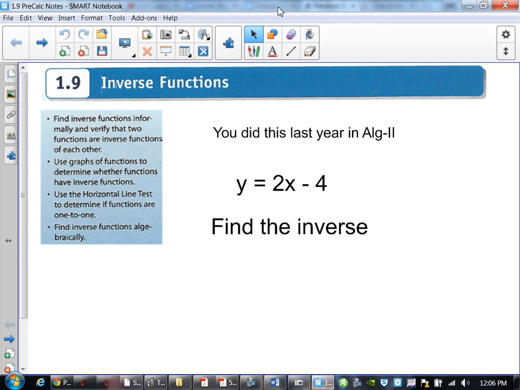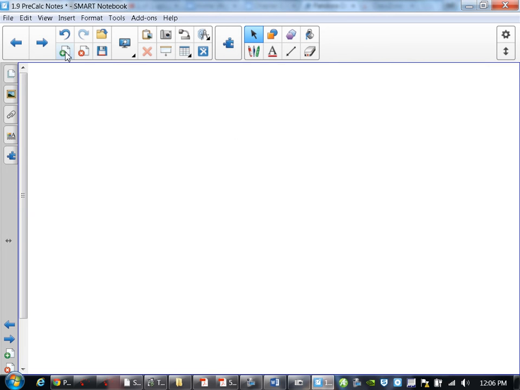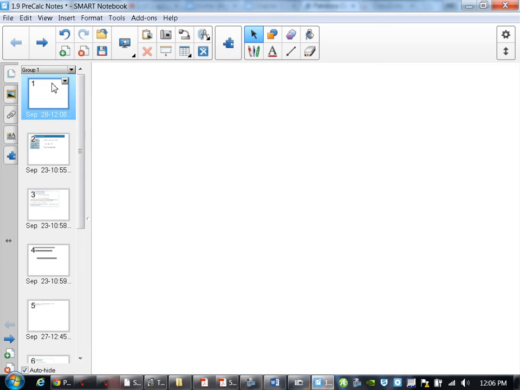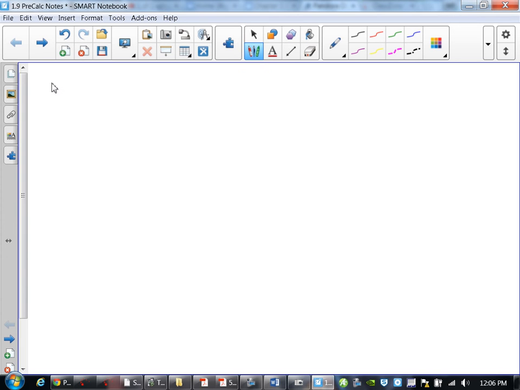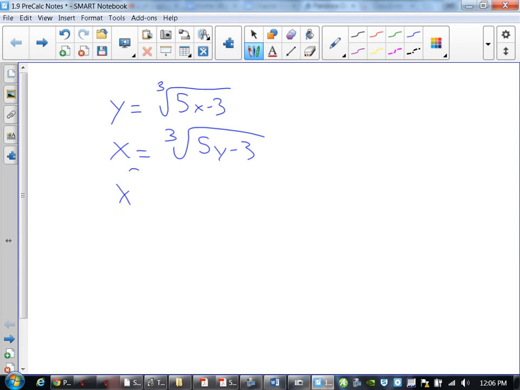Let's just show you. Okay, number 10. Do number 12, actually. Would you mind reading it to me, please? It's y equals the root of 5x minus 8. Okay. Flip-flop them. Cube it. Add 3. Divide by 5.